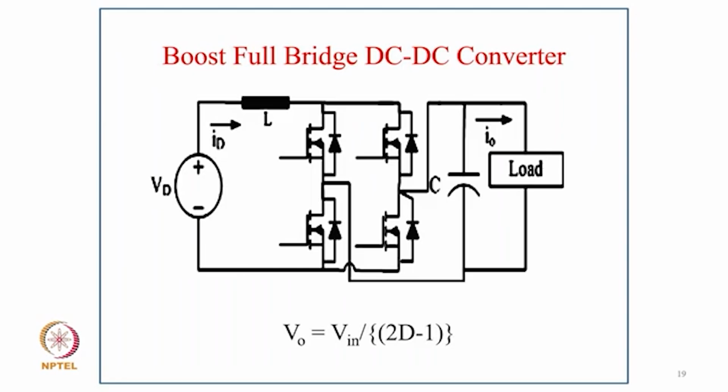Similarly, for the boost full bridge converter, you put the inductor at the input, so it becomes a current source with the supply, and then we have a bridge similar to the earlier one, with the output filter capacitor. Then it becomes VO equal to Vin divided by (2D minus 1).